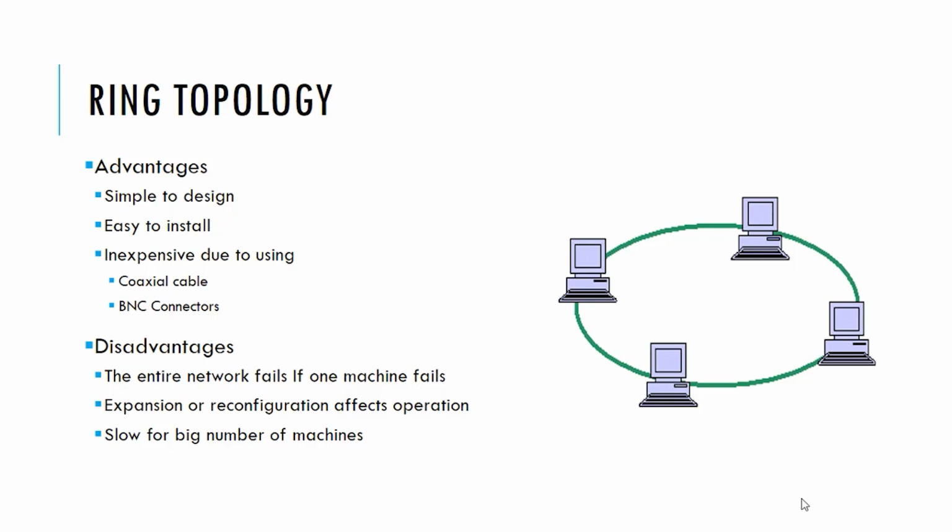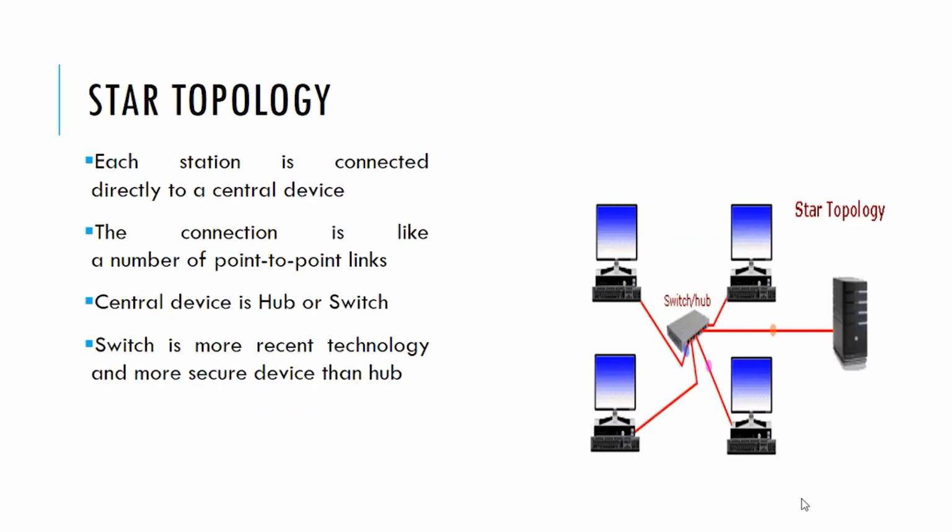The ring topology is also slow for big numbers of machines. If a big number of machines is installed in a ring topology, this leads to a slow network and poor performance also.